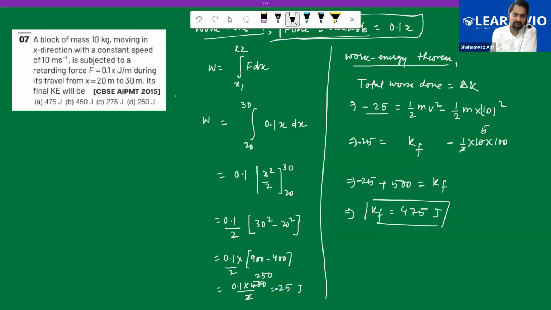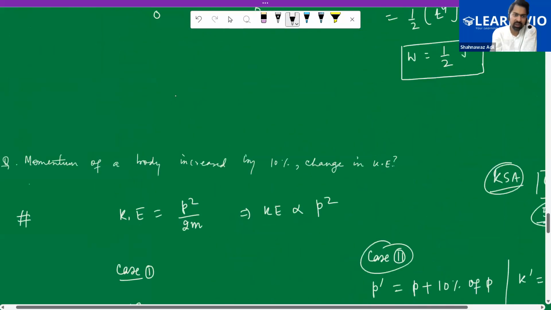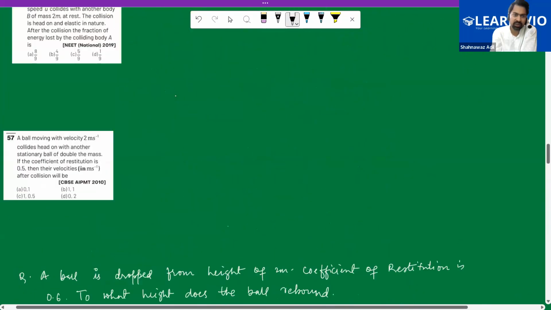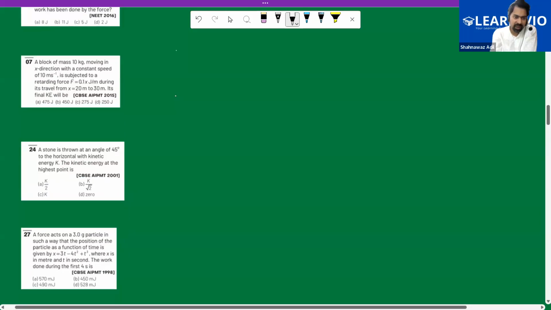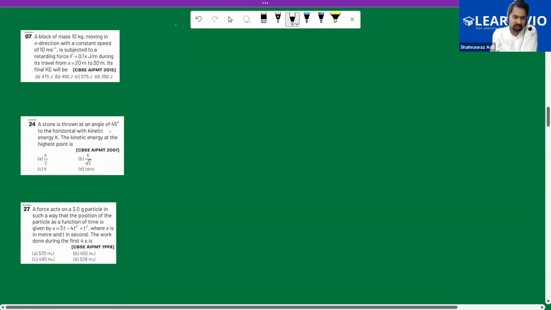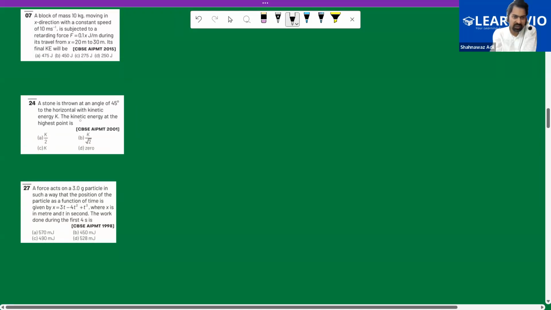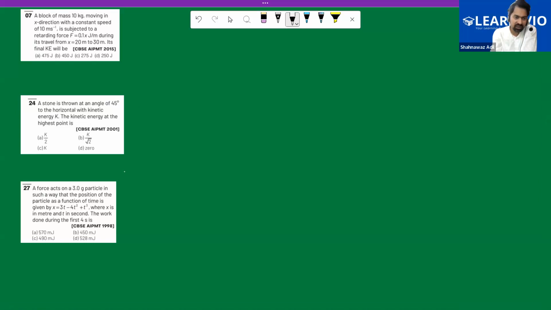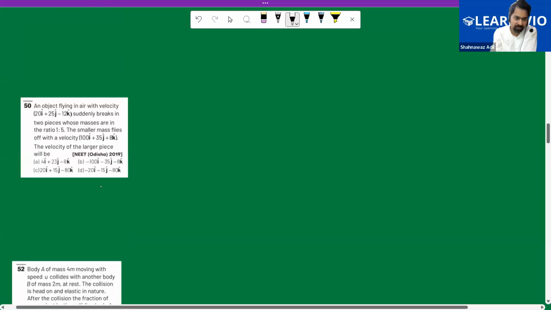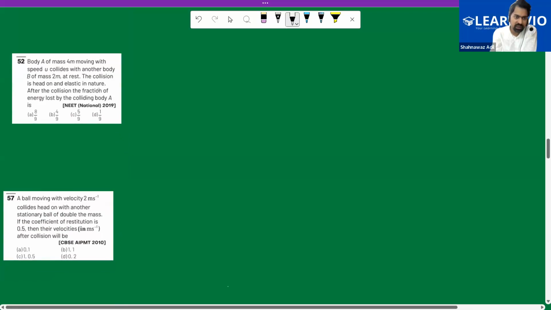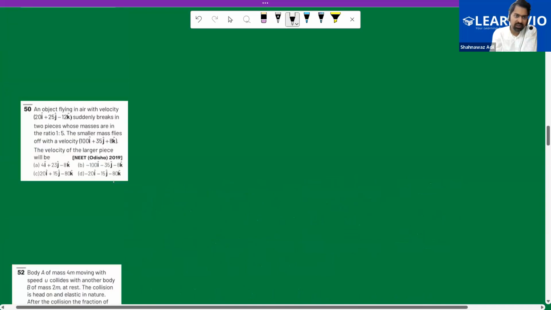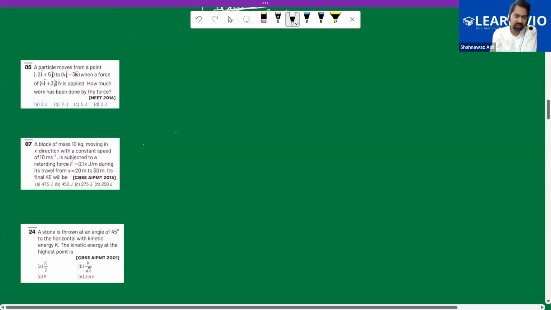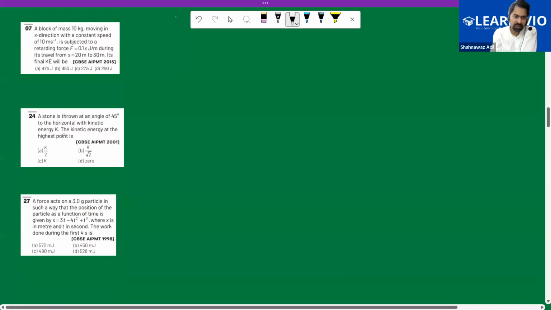Okay, now we have done this question using the concept of work energy theorem. Let us find out if we have any other questions. Yes, a stone is thrown at an angle of 45. So this uses the idea of projectile motion and then work energy theorem as well, right? Good. And then these are collisions. Let's do this question.